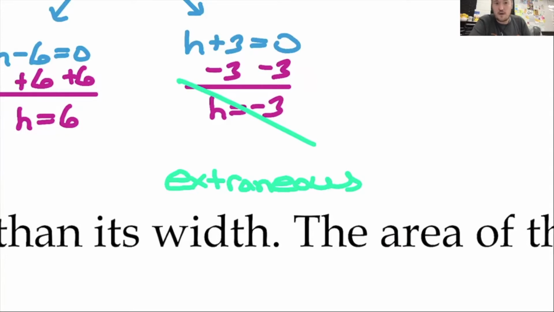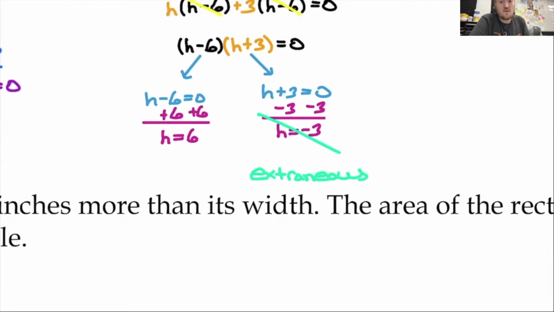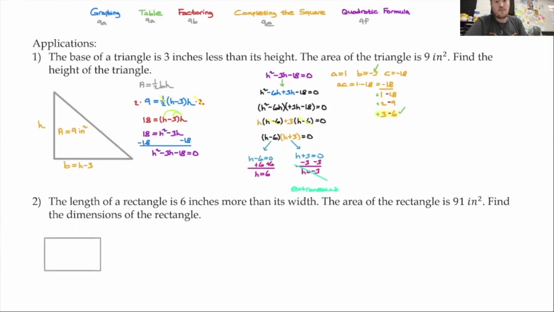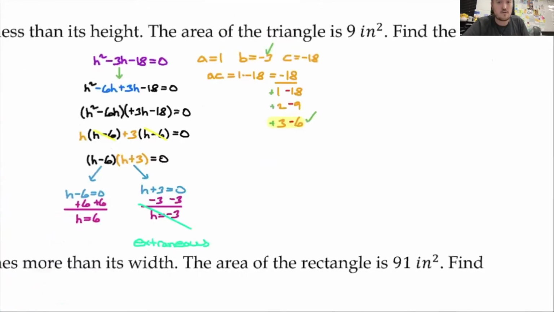Okay. So the solution is called extraneous. It's essentially a false positive. It's saying, hey, this is a solution, but in actuality, it's not. All right. So that means h equals 6. That is going to be our height. So keep in mind, these are applications. If I give you words, I expect words in return. All right. So the height of the triangle is 6, whatever the units were. Is it inches? Yes.